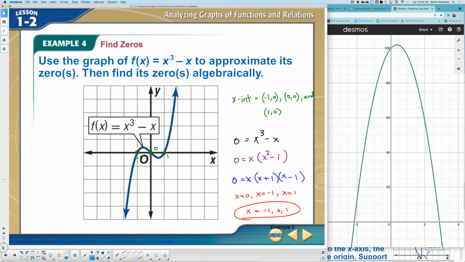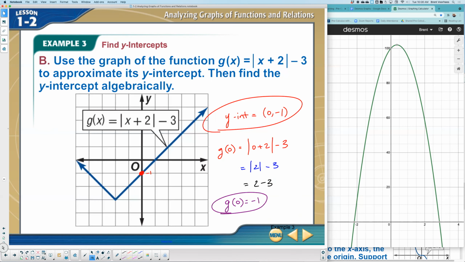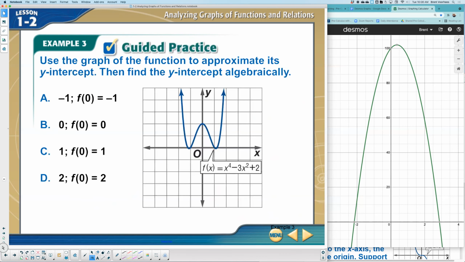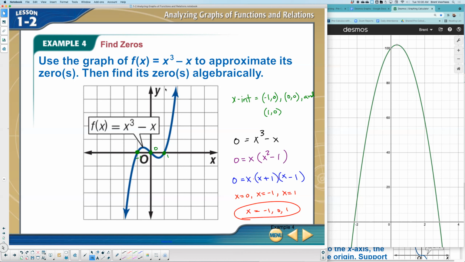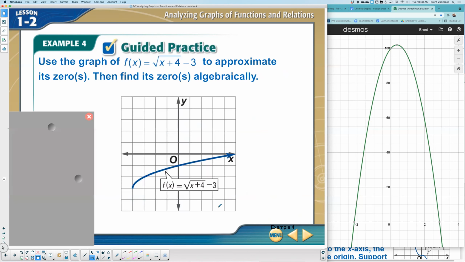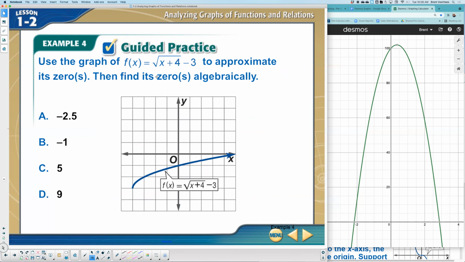Okay, so I took a little bit longer on that one to show you the factoring. That's how you find zero. So how do you find y-intercepts? What do I do on the previous example three? You substitute zero in. How you find zeros algebraically is you set the equation equal to zero and you factor and solve from there. All right, your turn. Again, I'm no idiot. I'm very aware that you'll probably just look at the graph, and for that reason, I won't give you as much time.